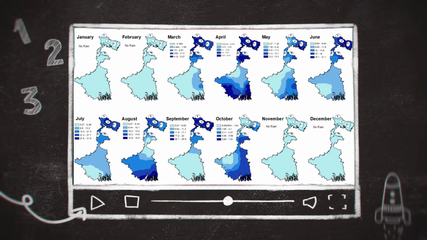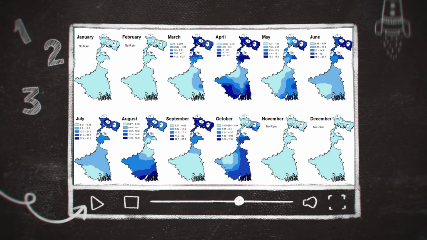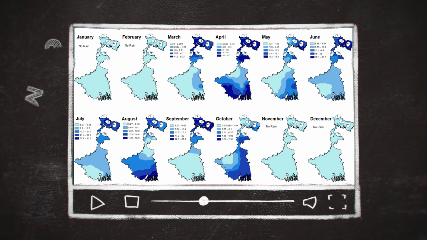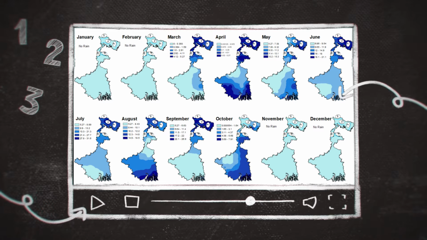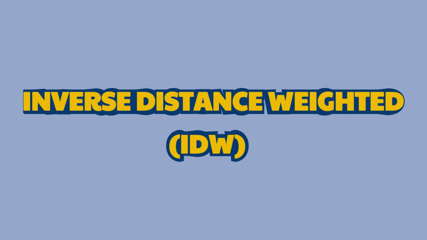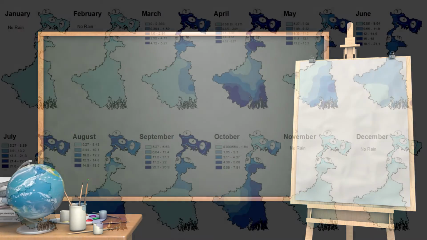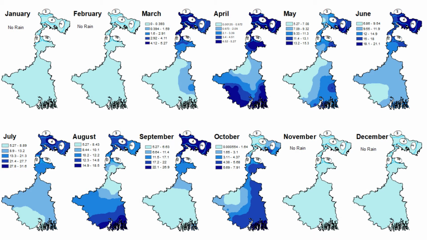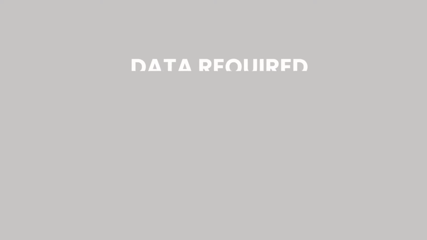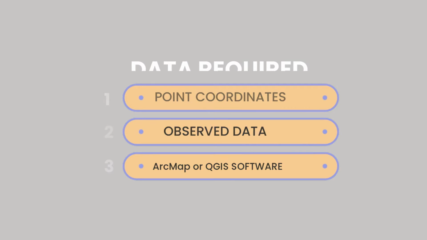Sometimes you will see temperature or rainfall distribution maps in articles, or you want to create a spatial analysis map for your study area with your sample readings. For that, the inverse distance weighted distribution, or IDW method, will help you. Today, we will learn how to use this tool in ArcMap and QGIS to make a rainfall distribution map. For this, you will need some location points with coordinates and observed data.